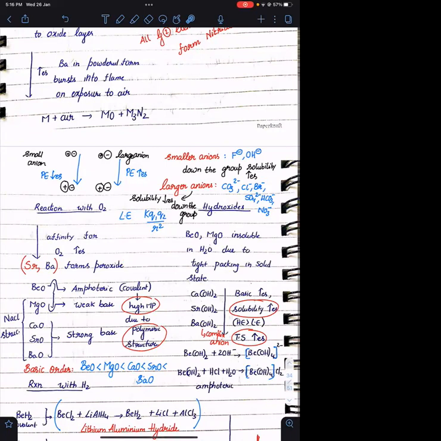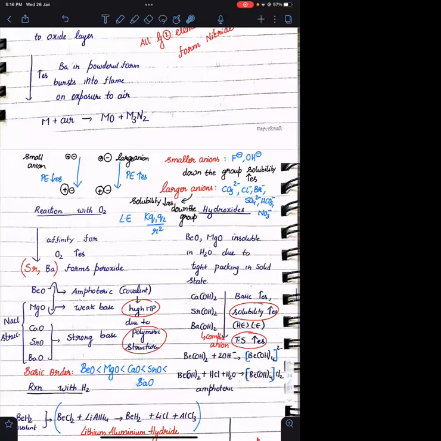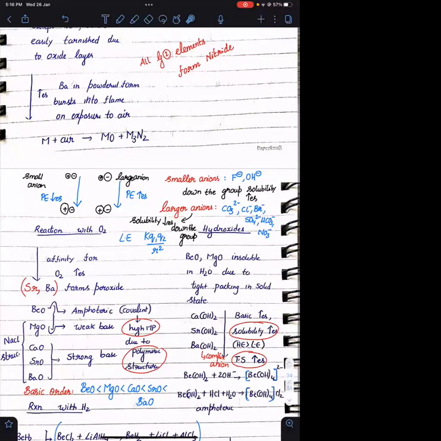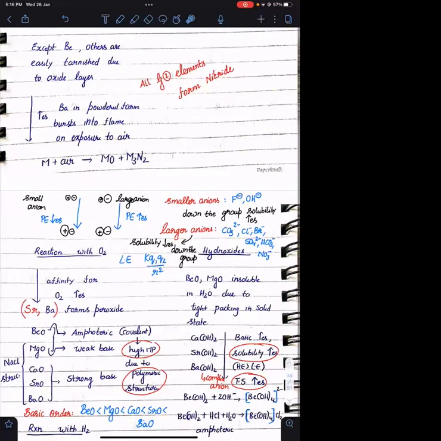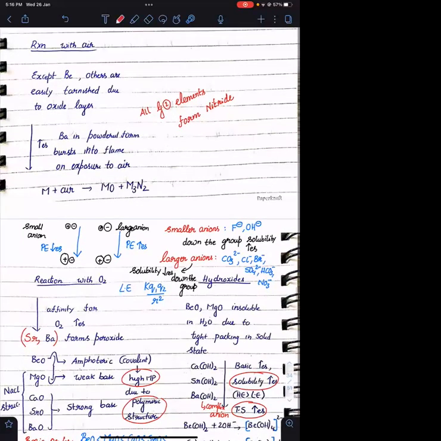Okay, is that clear? They can form peroxide, and the formula of peroxide will be BaO2 or SrO2. In peroxide you will have O2 2 minus. Peroxide is O2 2 minus. So in order to balance, since strontium is plus 2, SrO2 will form, and with barium, BaO2 will form. Any doubt?